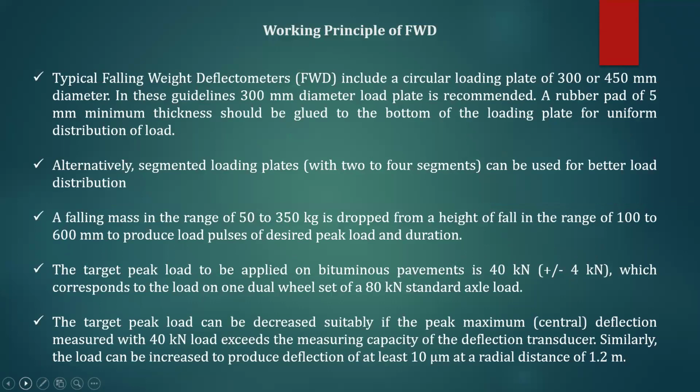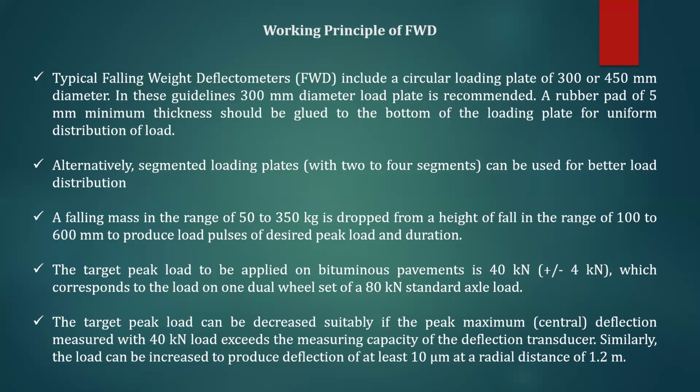Typical falling weight deflectometer, as we have discussed just now, and the alternative segmented plate. A falling mass in the range of 50 to 350 kg. According to IRC 115, a mass of 50 to 350 kg is dropped from a height of fall in the range of 100 to 600 mm to produce load pulses of desired load and duration. Our target is to produce a peak load of 40 kilonewton. As we have discussed about the IRC standard axle, we need that 40 kilonewton.